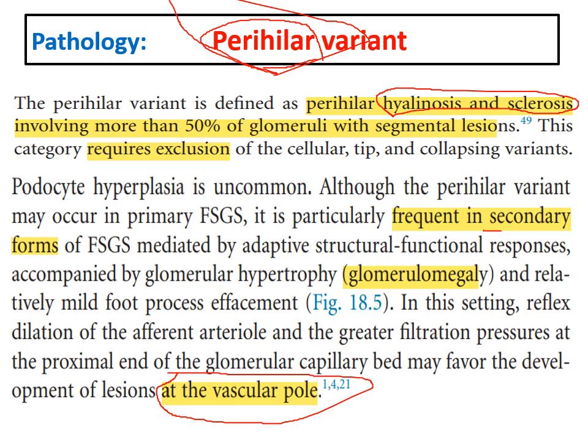Also, we should know that the Erbery-Hailer variant is very commonly present in secondary forms of FSGS. And usually there is glomerular hypertrophy and glomerulomegaly. So the Erbery-Hailer variant is a very common variant in secondary forms of FSGS. This affection by hyalinosis and sclerosis is usually more evident at the vascular pole of the glomerulus, and there is glomerular hypertrophy.